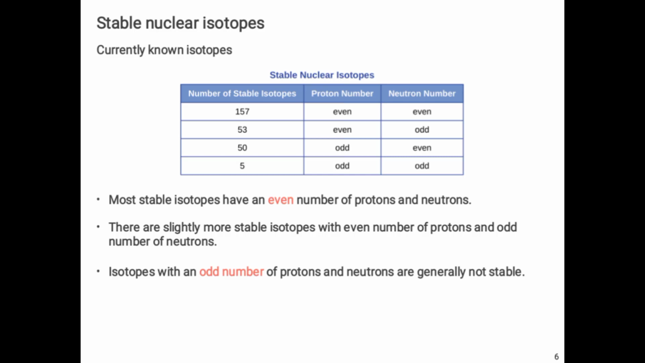Now the stable isotopes. Of the currently known stable isotopes, 157 are even-even, 53 are even-odd, 50 are odd-even, and 5 are odd-odd, listed as proton number first, then neutron number. Most stable isotopes have an even number of protons and neutrons. There are slightly more stable isotopes with an even number of protons and an odd number of neutrons. Isotopes with an odd number of protons and neutrons are generally not stable.